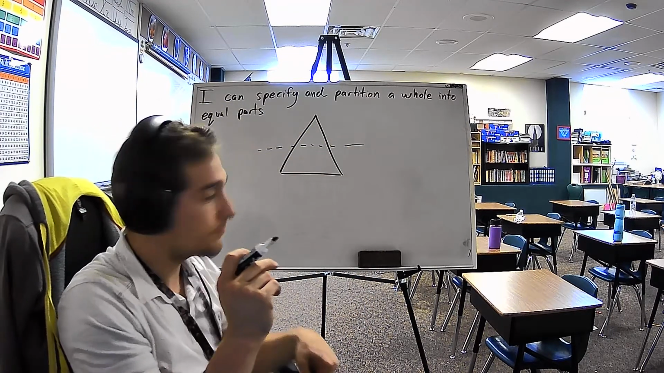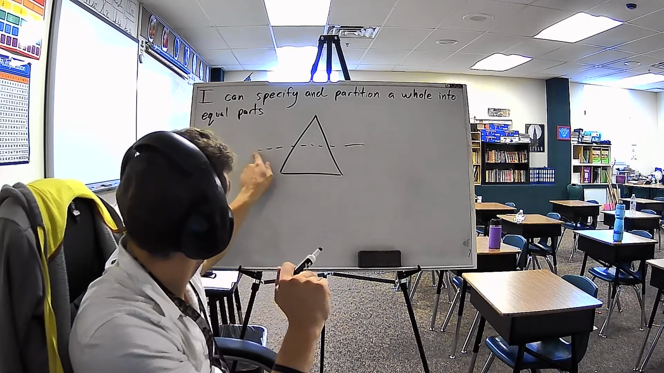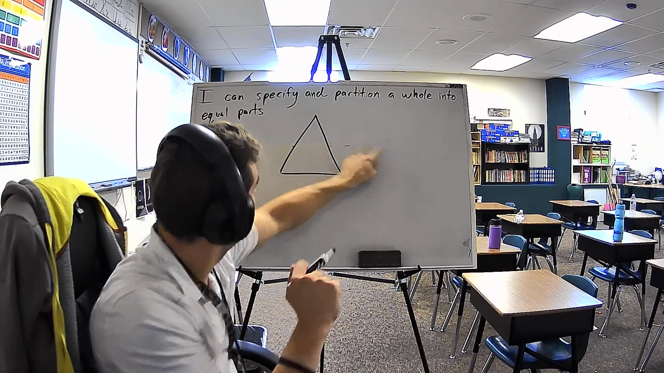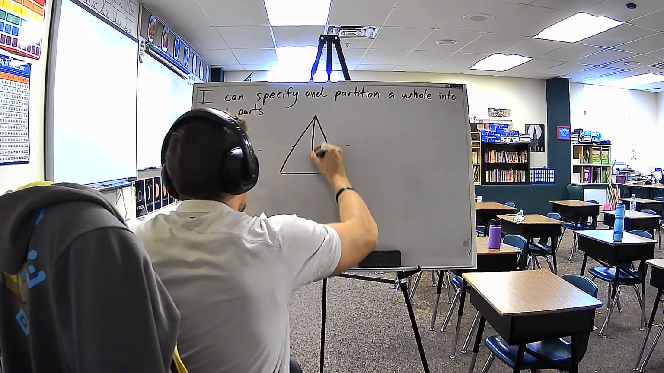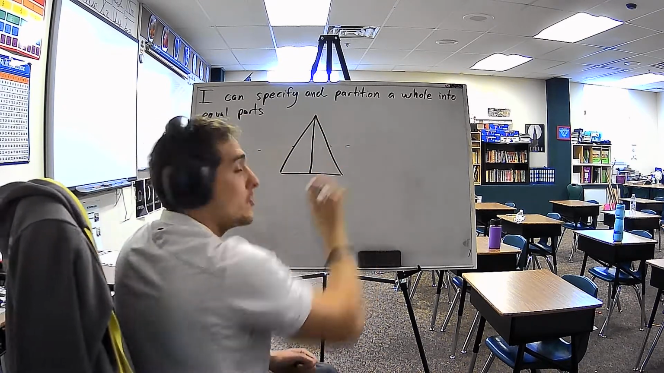equal? No, the bottom is going to be a lot bigger. So if I was to cut this equally, I could only do it one time, and it would be down the middle like that. Now, this would be in the halves.